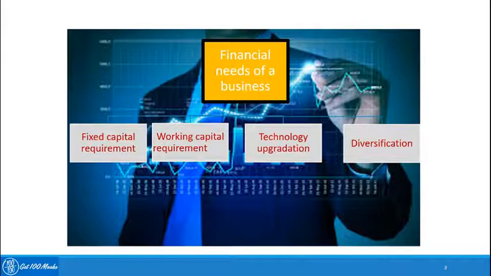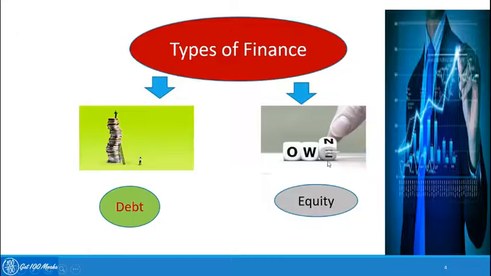What are the financial needs of a business? I just discussed with you. Financial needs of a business are fixed capital requirement, working capital requirement, diversification, which comes with expansion of the business, and very important, the technology upgradation, which we had not covered in the previous slide. You need to upgrade as a business. You need to be in line with the competitors, and with the advancement in technology, it is essential that the business upgrades itself to the level of the market. That's what is technology upgradation.